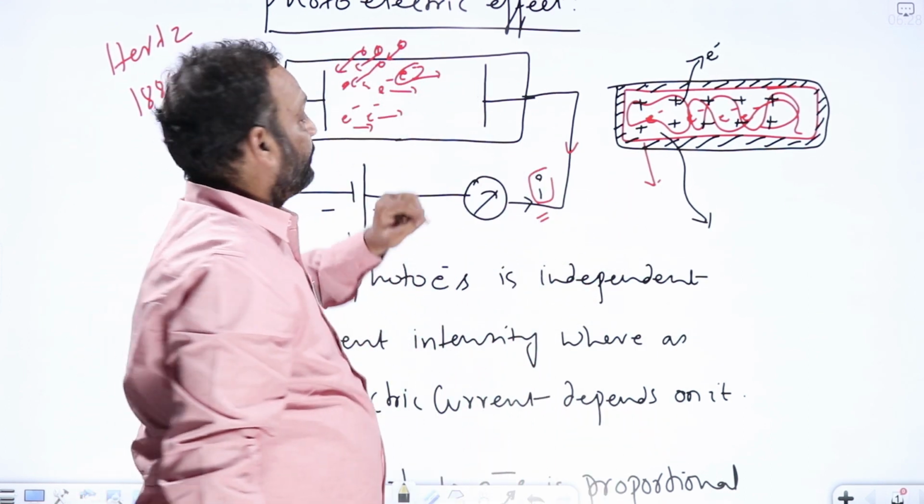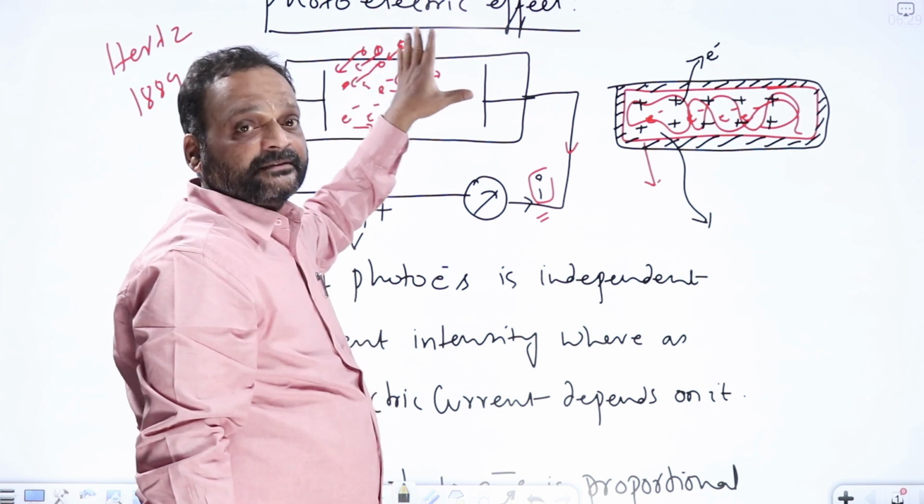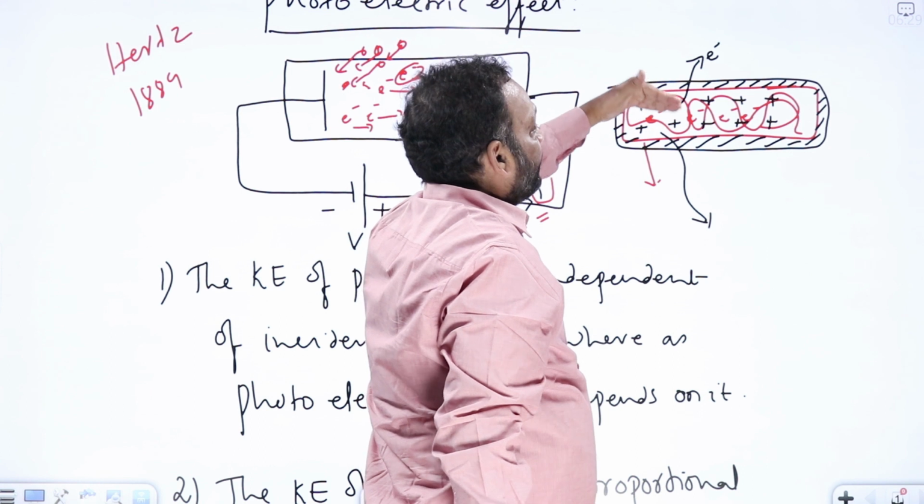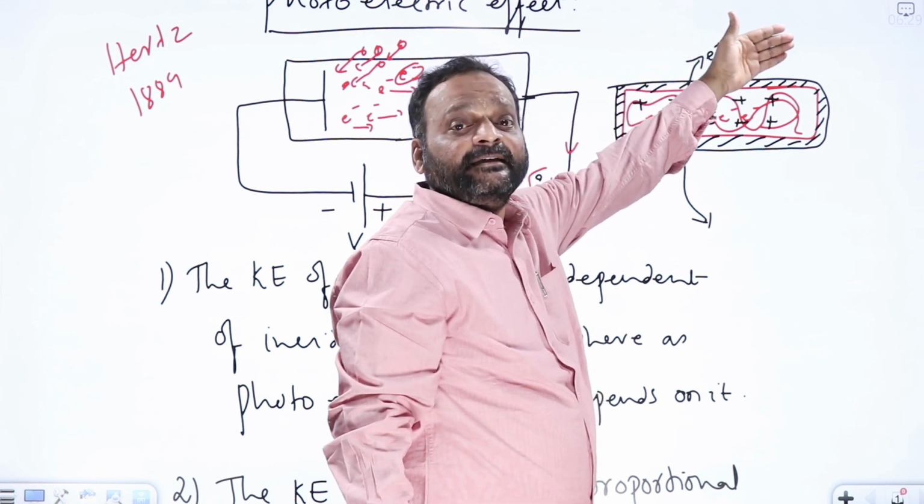According to the classical wave theory of light, light of more intensity means more energy, means more energetic light comes and falls on the electrons. Electrons should come out with higher and higher kinetic energy.